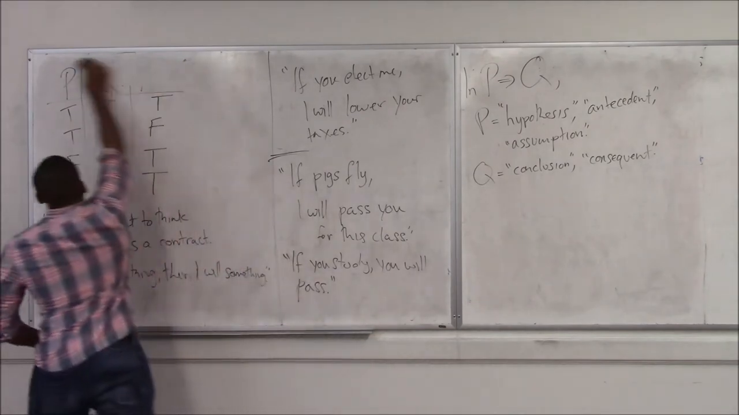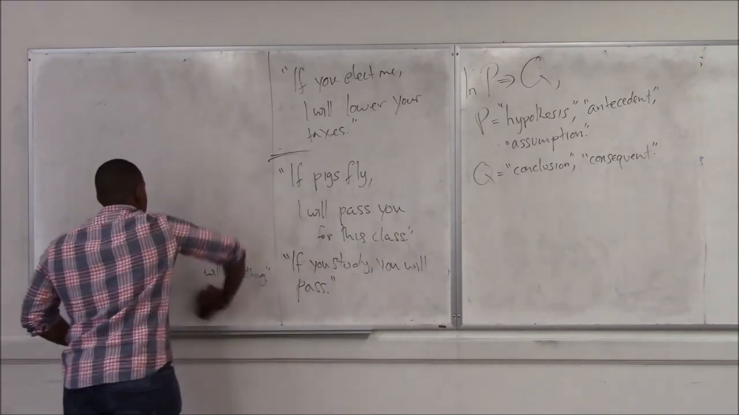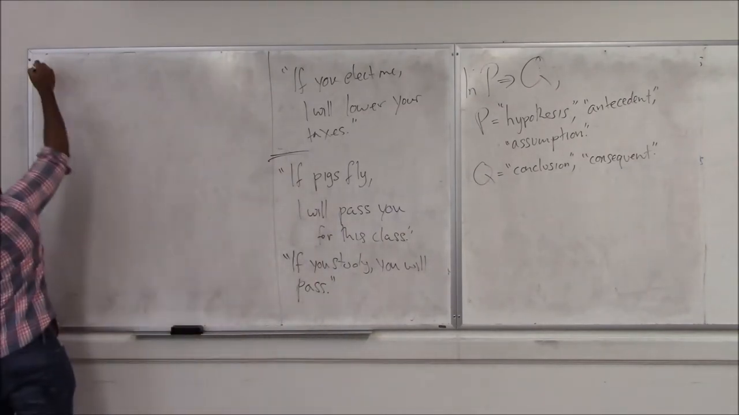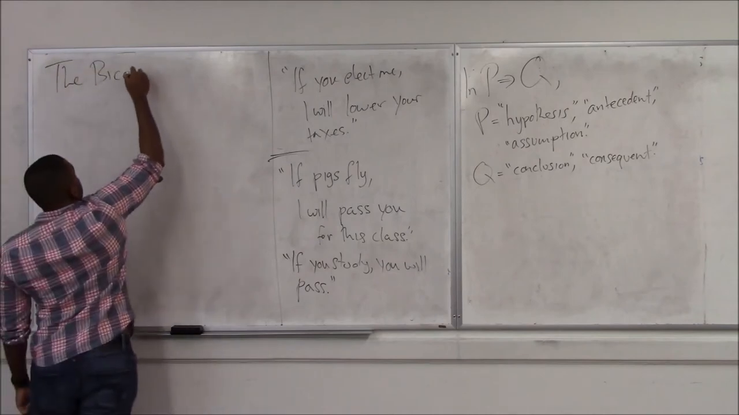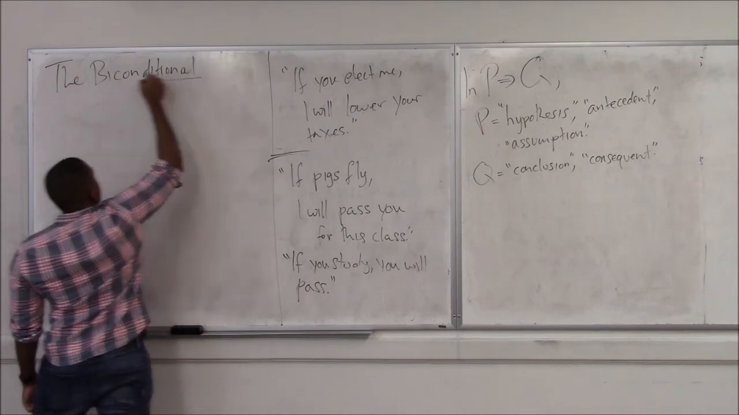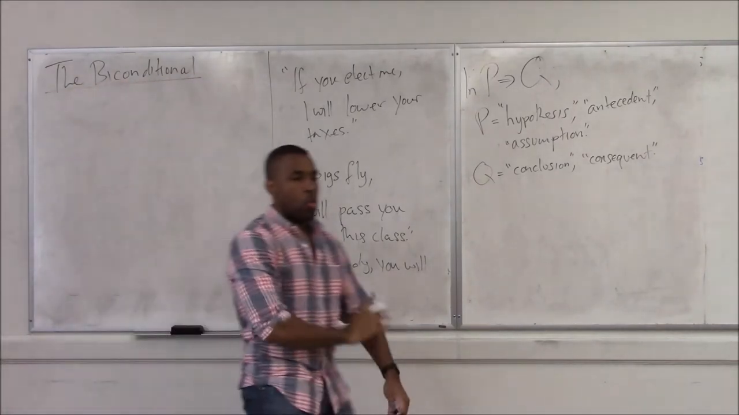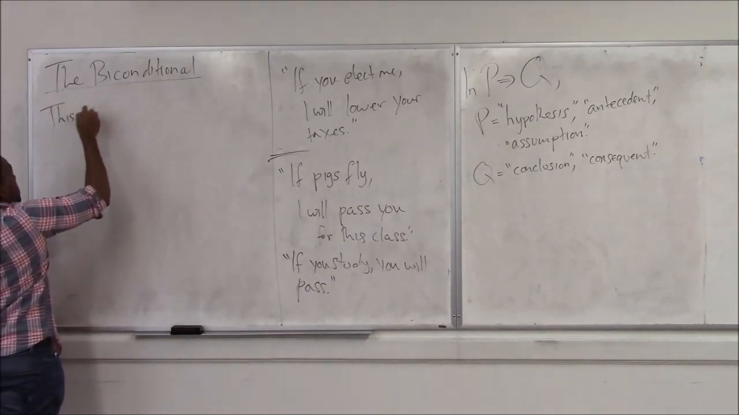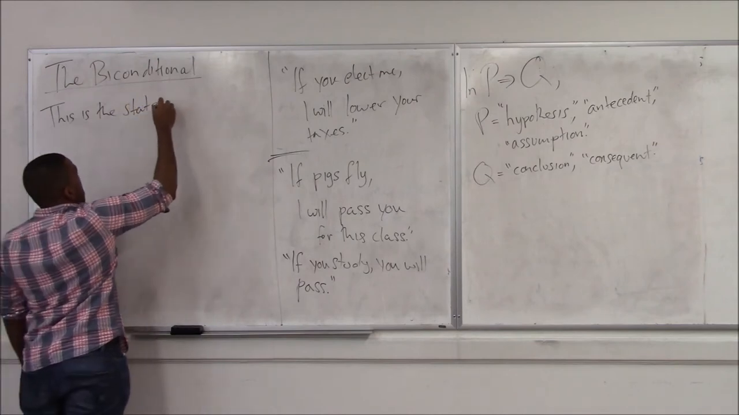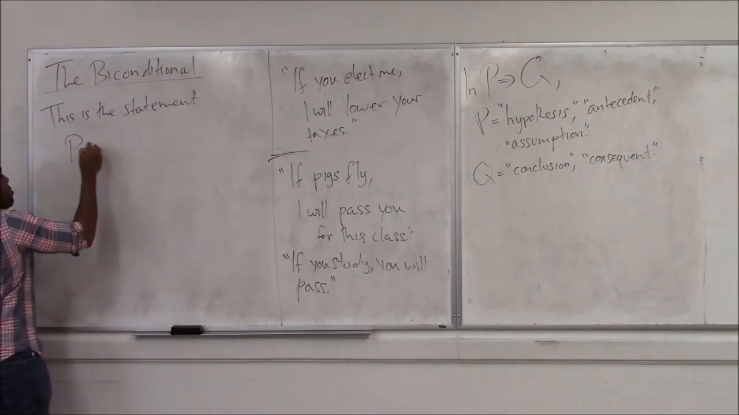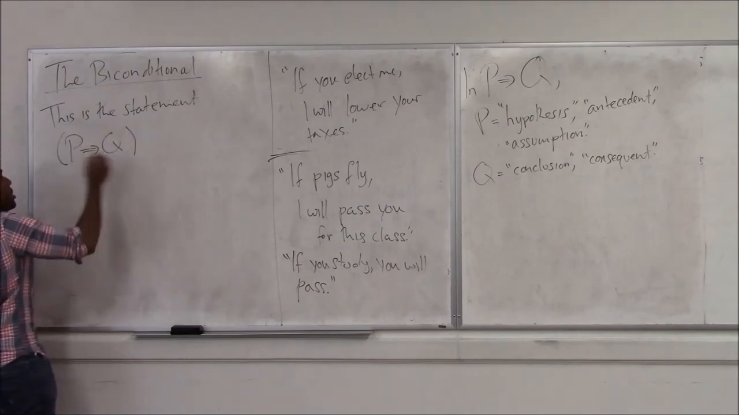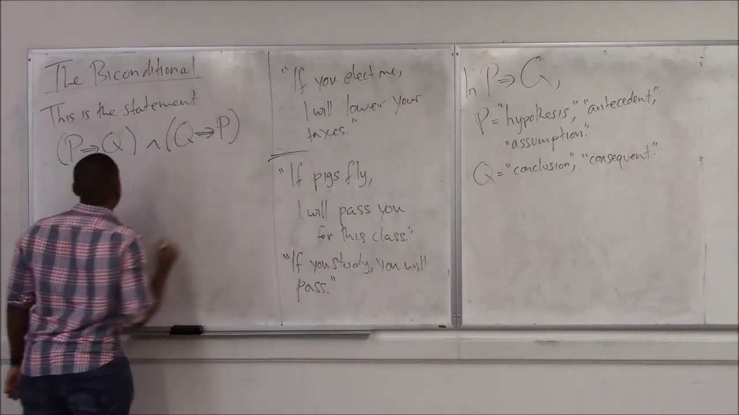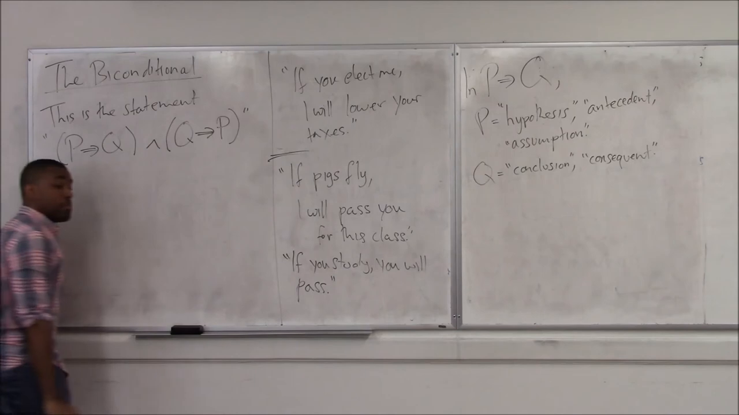So then another kind of statement. Also a very important kind of statement, because it's a combination of implications. It's called the biconditional. And it is going to be the guide that allows us to talk about what is equivalent to what. So, this is the statement. P implies Q. And at the same time, Q implies P. It's that sort of statement. We call it a biconditional.